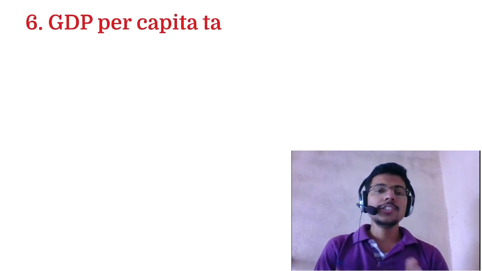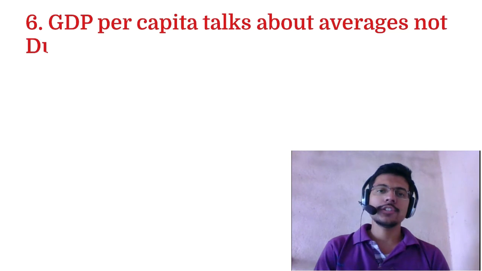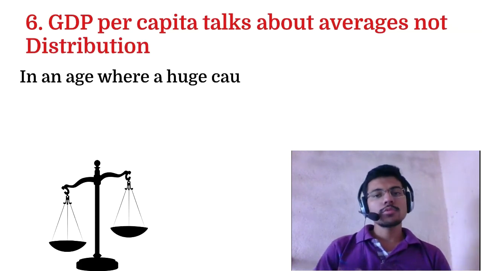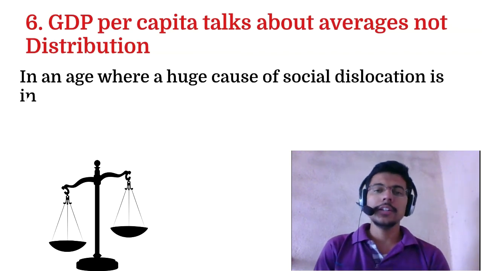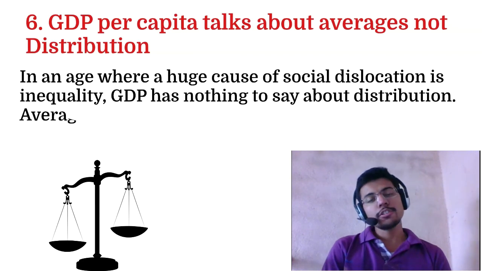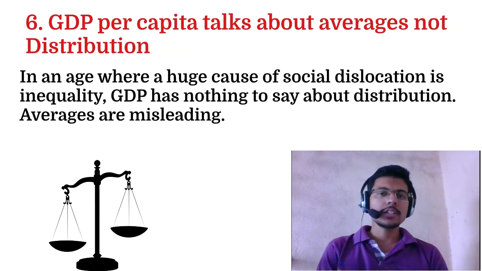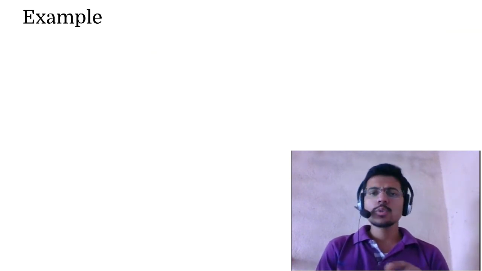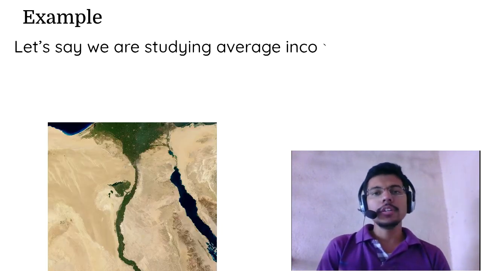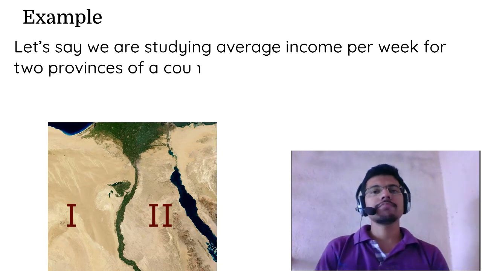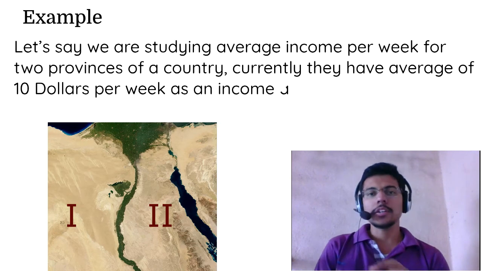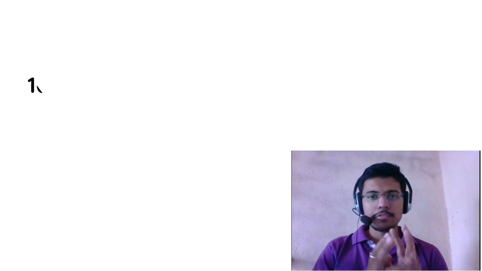Sixth point. GDP per capita talks about averages, not distribution. In an age where a huge cause of social dislocation is inequality, GDP has nothing to say about distribution, and averages are misleading. For better understanding, let's understand this through one example. Let's say we are studying average income per week of 2 provinces of a country. Currently, they have an average of $10 per week as an income. So it is the average.